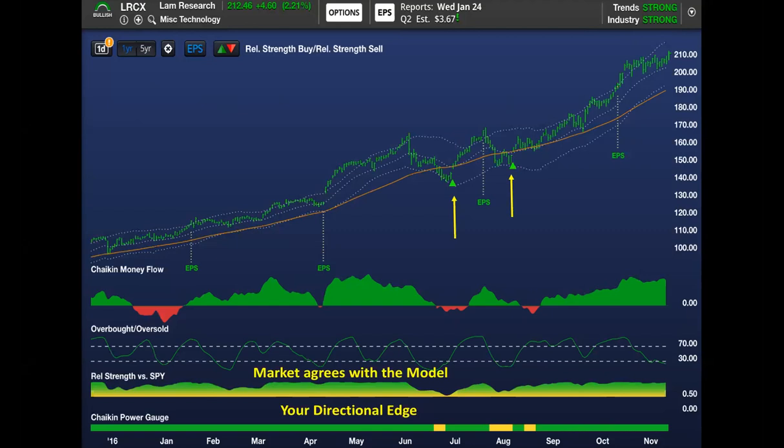Market agrees with the model, so when XLK gets oversold, you can buy XLK or calls on it, but you're increasing your leverage and your profitability if you go into the best stocks. And at that point here in June and then again in July, the best stock in there was Lam Research, as well as Applied Materials. Relative strength buy signals came at 142 and then again at 152 on the way to 210. So if you follow the discipline, the earnings surprises will work in your favor and you're in the right stocks on the long side.